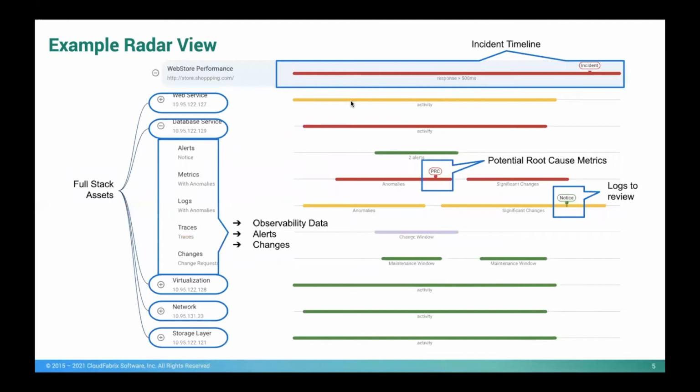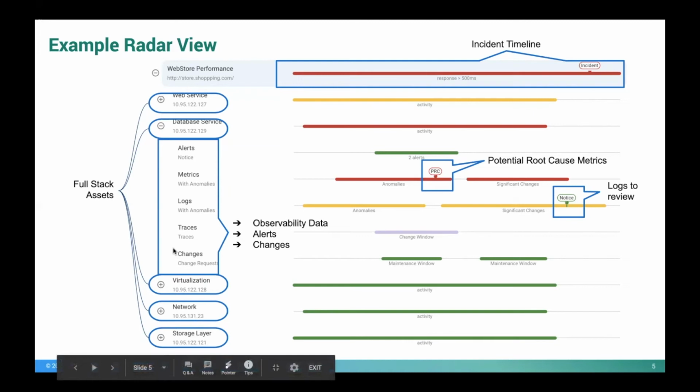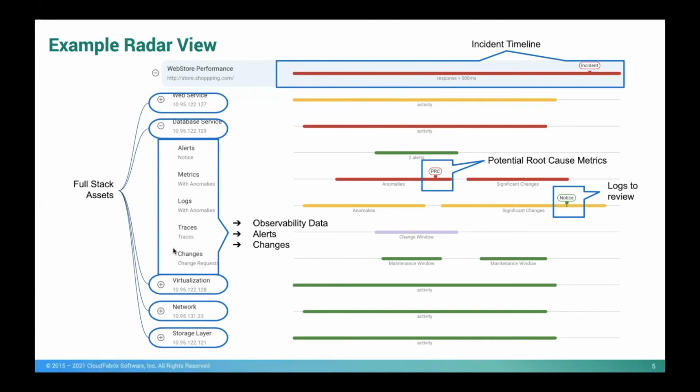This is a scenario where we have an incident that points to a degradation in application performance. So we present the Radar View to accelerate root cause analysis. At the top, you see the timeline around incident occurrence. And on the left, you see full stack assets, including web, database, virtualization, network, and storage layer. In each of these layers, we include a summarized view of observability data along with alerts and changes.